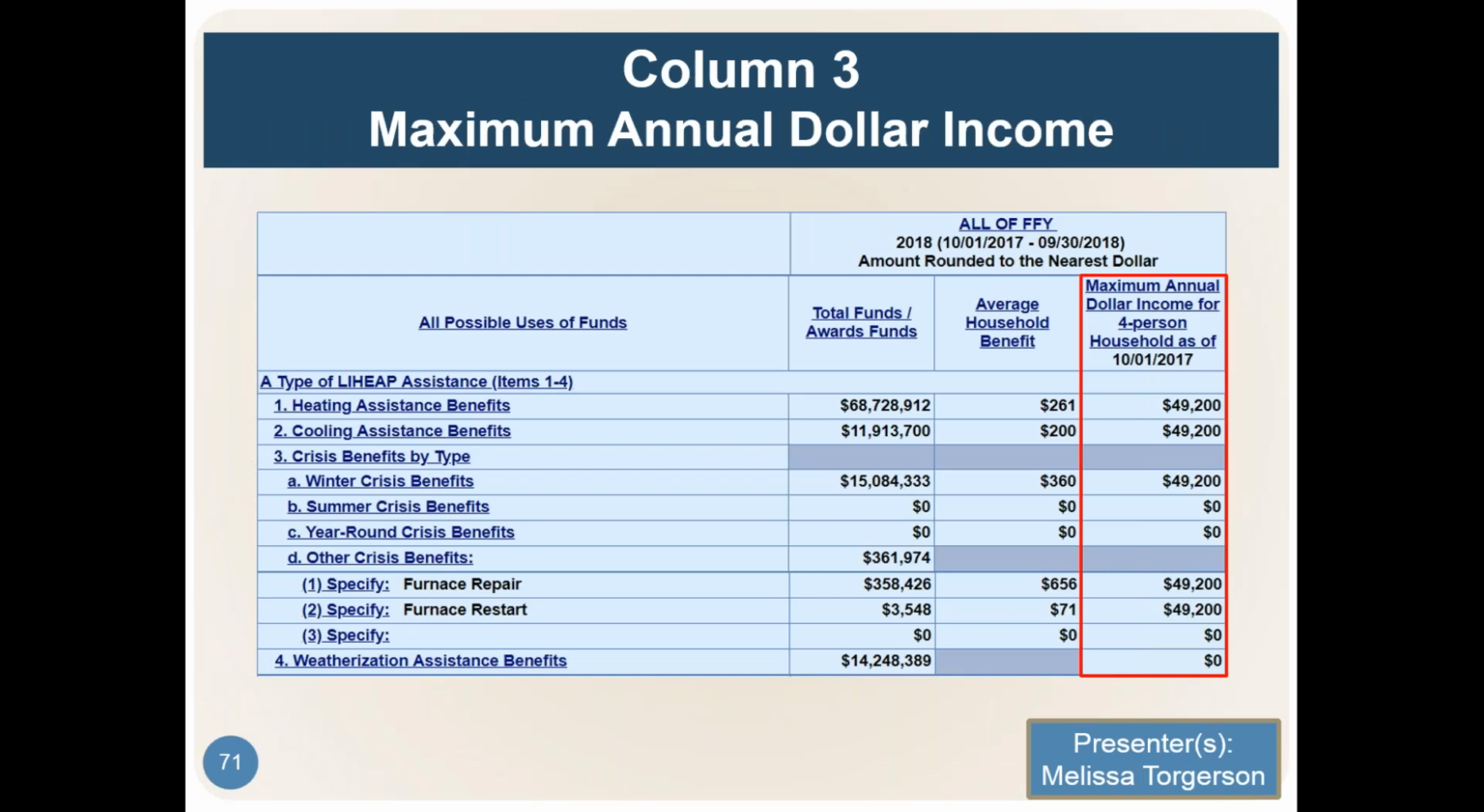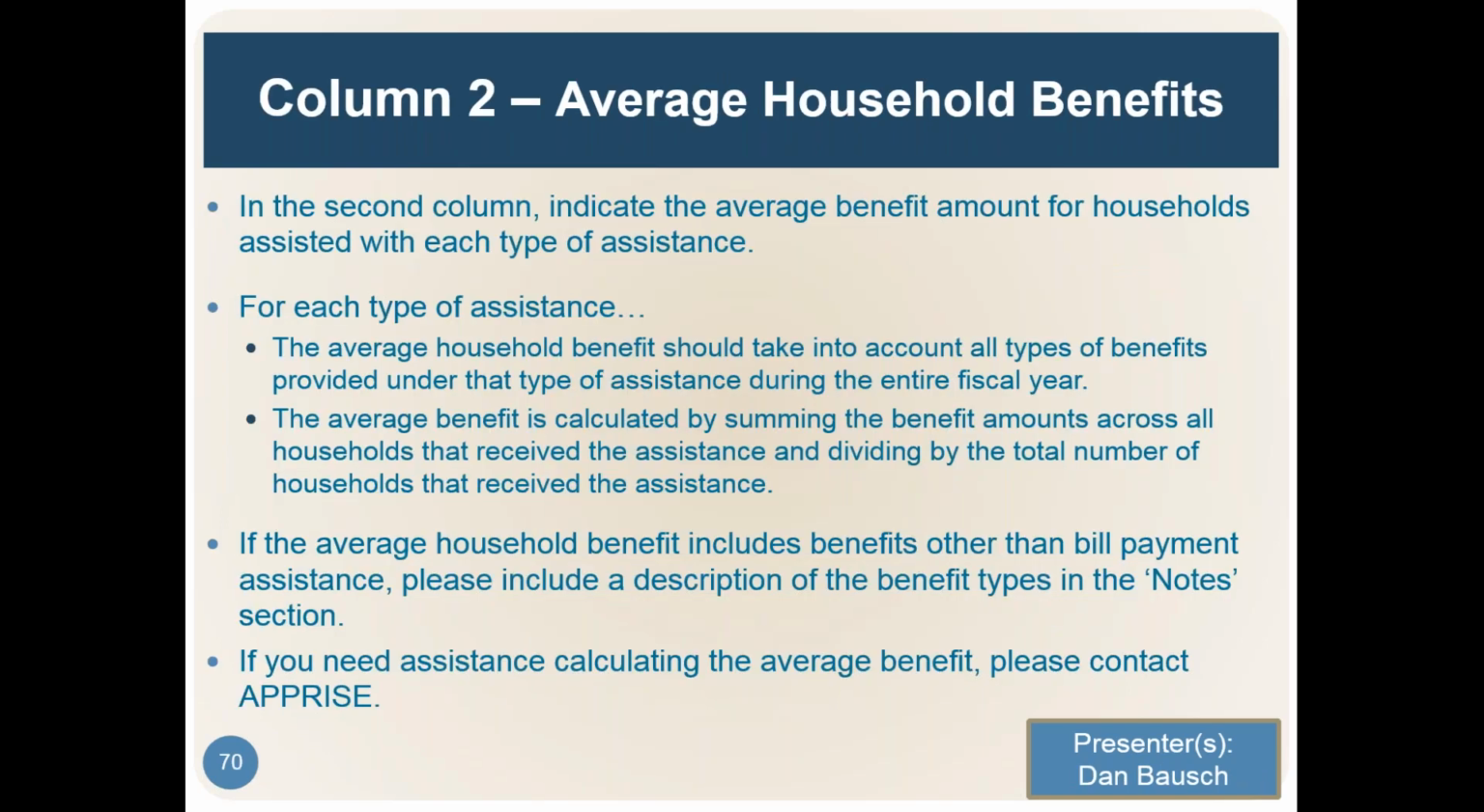So Dan, to clarify, can we go back to the previous slide, Julia? When I talked earlier about using different pieces of information to compile this report, when a grantee goes in to sum the benefits across all households and divide by the total number of households that receive the assistance, we're talking here about actual expenditures. We're not asking them to take the obligated amount that they put in column 1. We're talking about going into your data system, figuring out how much was expended on those households and dividing it by the number of people that got it. Is that correct? Yes, that's correct.